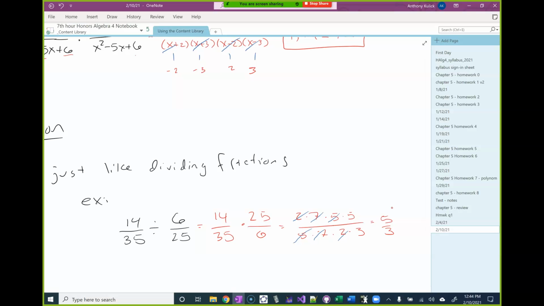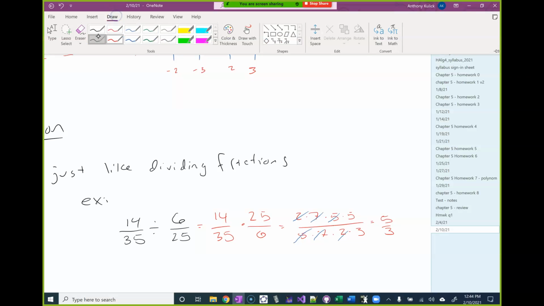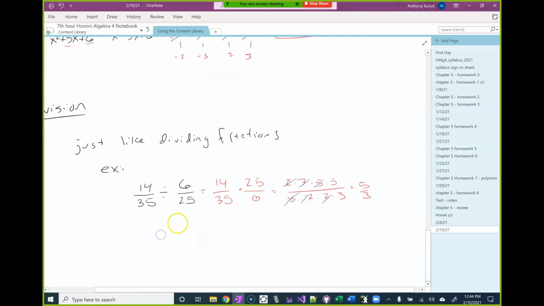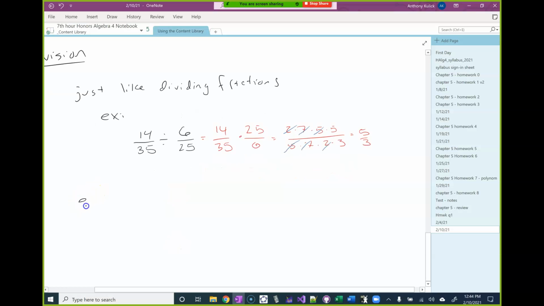What do you guys think? Not too bad, right? Let's do this with a rational function, or expression, excuse me. Let's see, I want to be careful here.